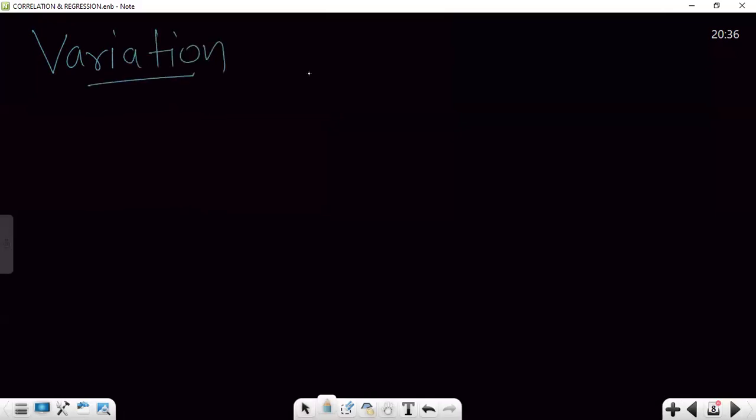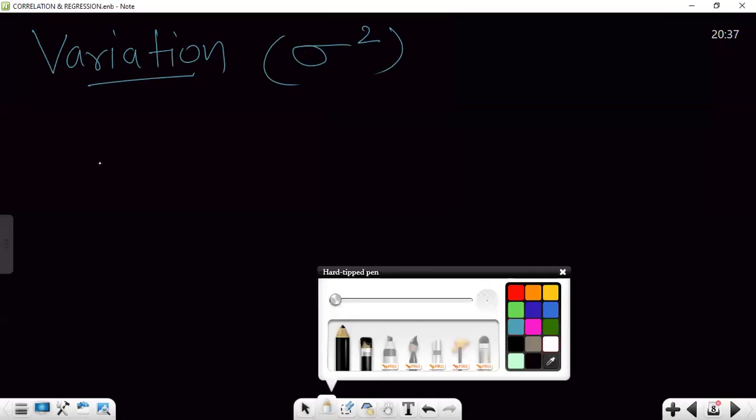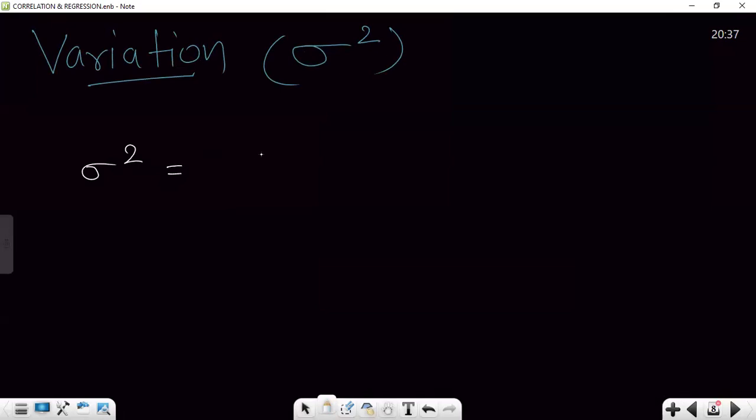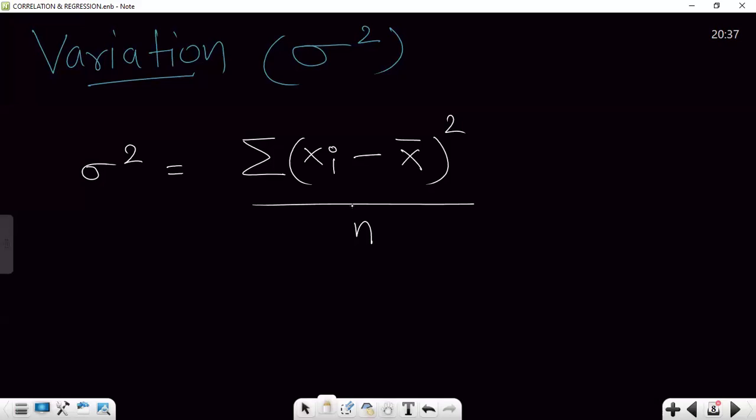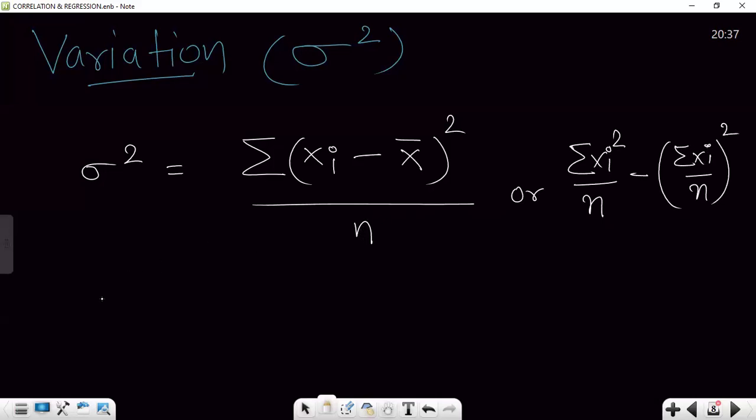Variation is just the square of standard deviation. So if it's the square of standard deviation, its formulas are going to follow the same route, just that there will be no square root. This will be the formula. Or sigma xi square divided by n minus sigma xi divided by n whole square. So this is also variation.